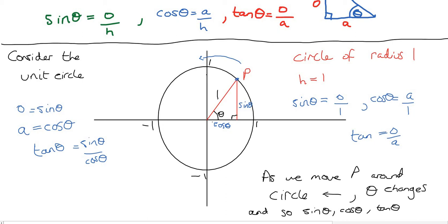So say if this angle was 30 degrees, we'd know how to calculate sine theta because we just measure from P down to the x-axis and so on. Right, so hopefully that makes sense with what's going on.